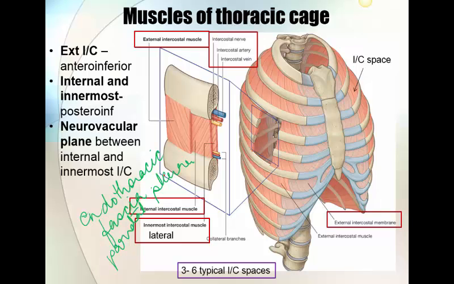Now, we often call the 3rd to the 6th intercostal spaces typical intercostal spaces. The others are not called typical, only because the 3rd to the 6th spaces have a common general plan of arrangement. You will see that the arteries arise from a common stem, the nerves behave in a similar fashion, and so on. So the 3rd to the 6th are called typical intercostal spaces.